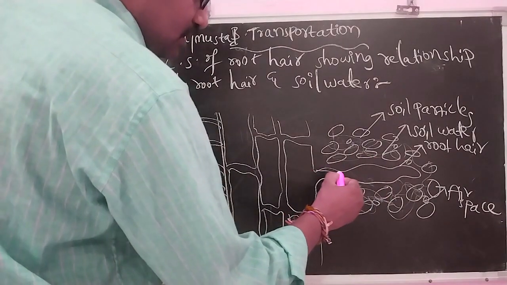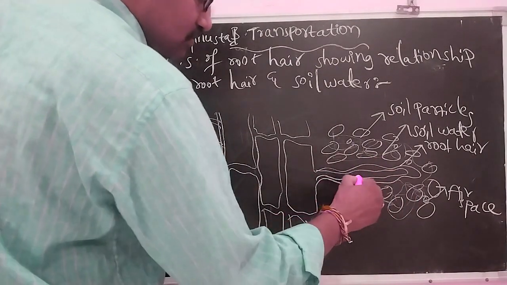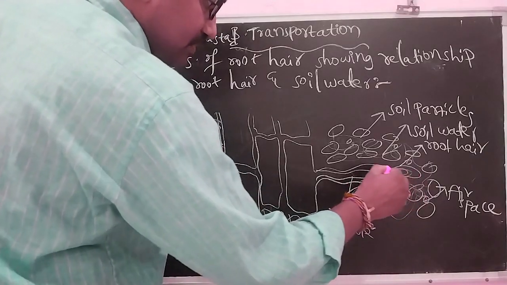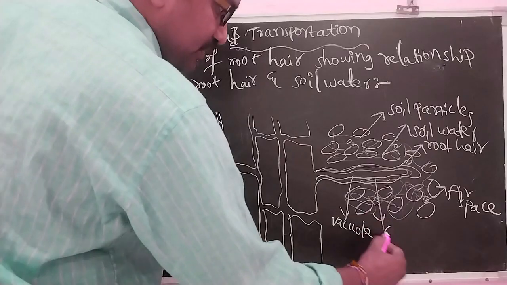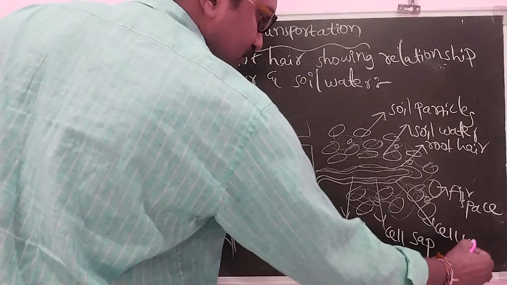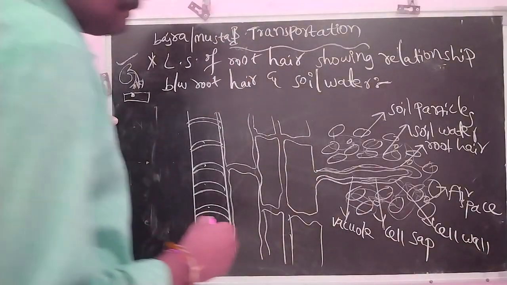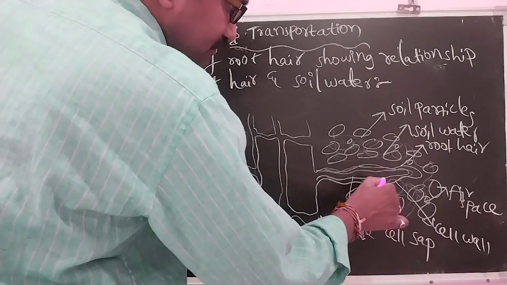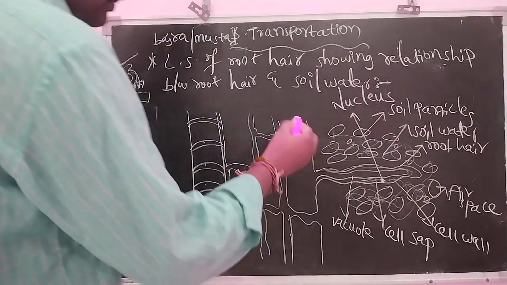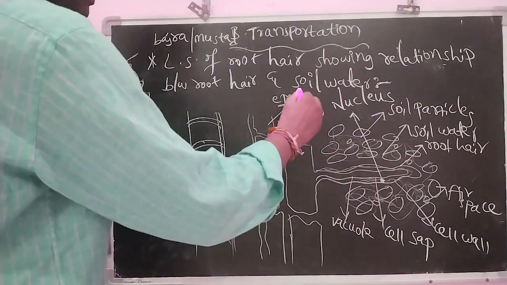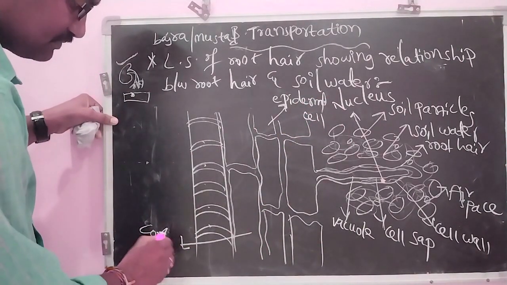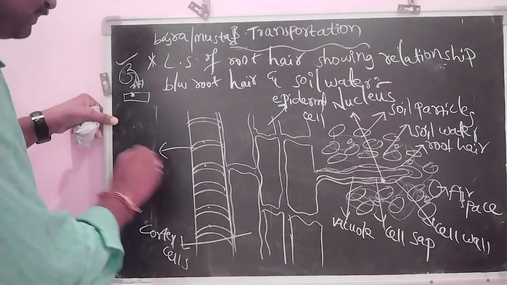We know a large vacuole is present, so this is the vacuole. The vacuole contains cell sap, and this is the cell wall surrounding the root hair. As this is a living cell, there is a nucleus. And this is the epidermal cell, here are the cortex cells, and this is the xylem.